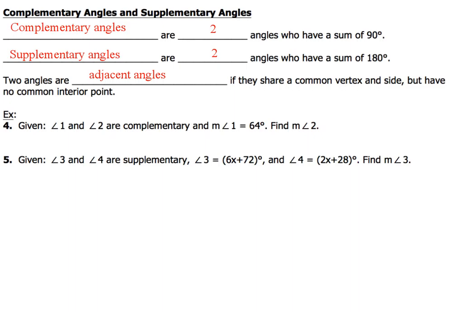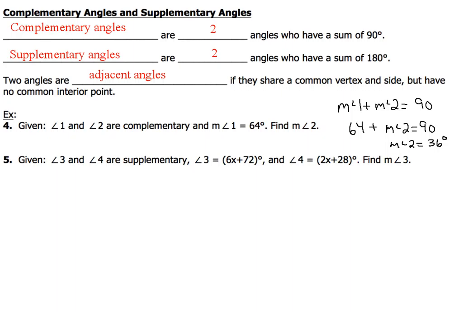This is going to be a very straightforward equation that we'll write. So we'll write the following equation. The measure of angle 1 plus the measure of angle 2 equals 90. Their sum is going to be 90 because we're told that the two angles are complementary.